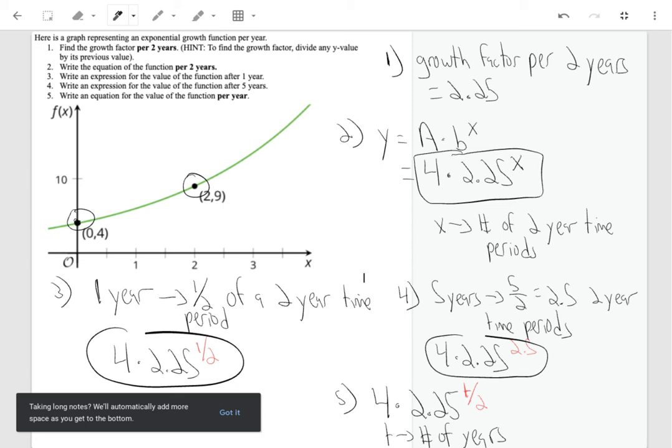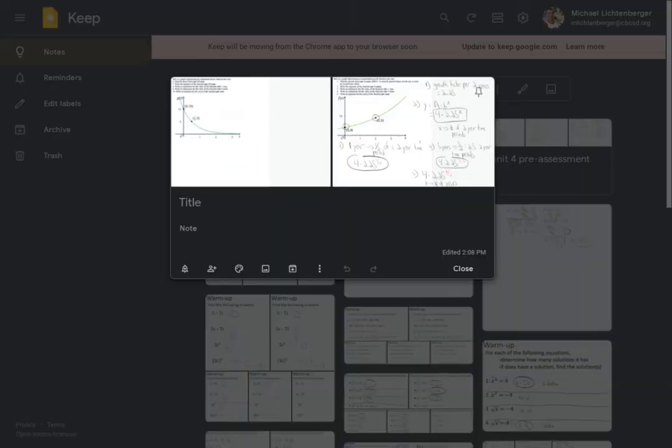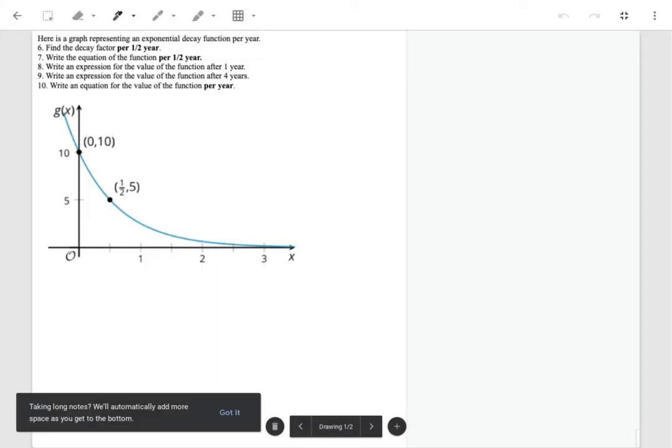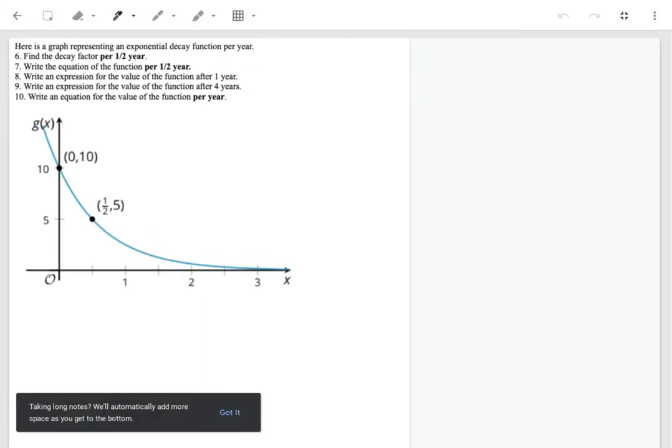Okay, let's go ahead and look at the next group of examples. Same thing we just did, except now we're going to look at exponential decay. Here's a graph representing an exponential decay function, per year. Find the decay factor per half year. Notice my x value goes from 0 to a half.